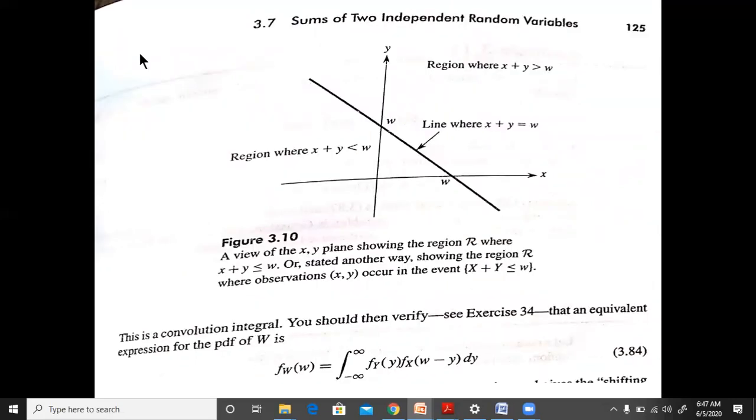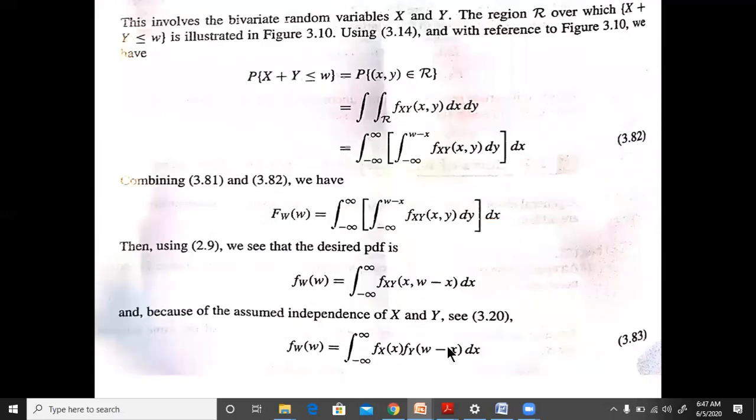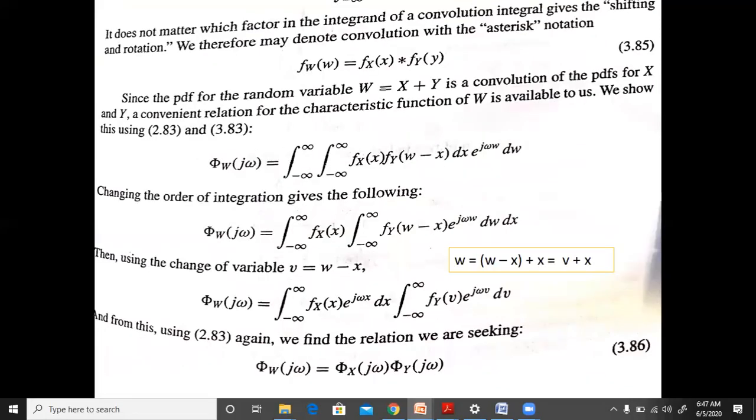So taking a negative of this, minus x, will correspond to rotation, and adding it to w is shifting. So which is the term which is shifted and rotated does not matter, and hence we will just write f_W(w) is equal to f_X(x) star f_Y(y). So one of them can be shifted and one of them can be kept as it is. So the PDF for the random variable W equal to X plus Y is a convolution of the PDF for X and Y.